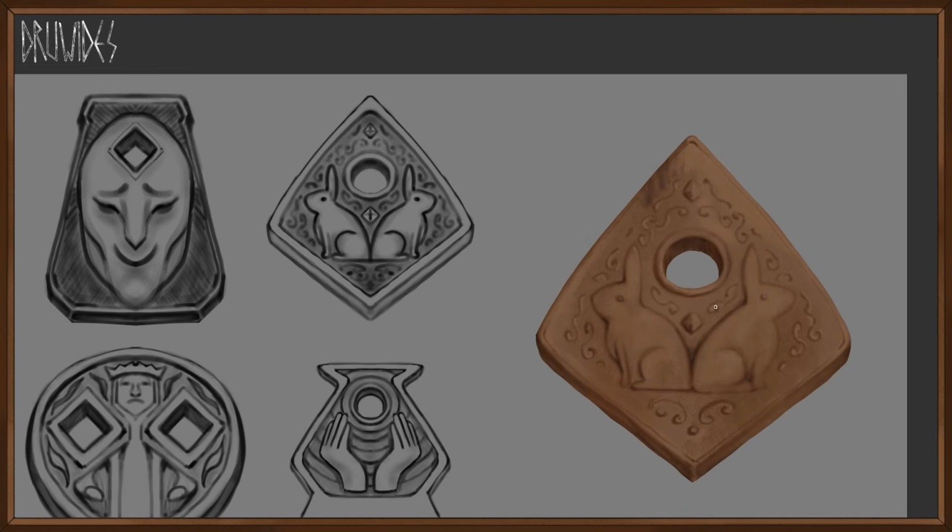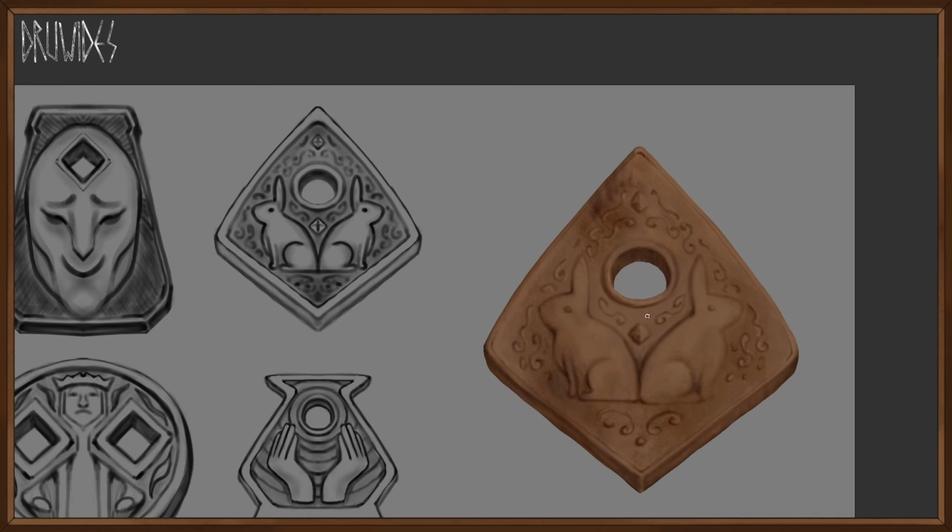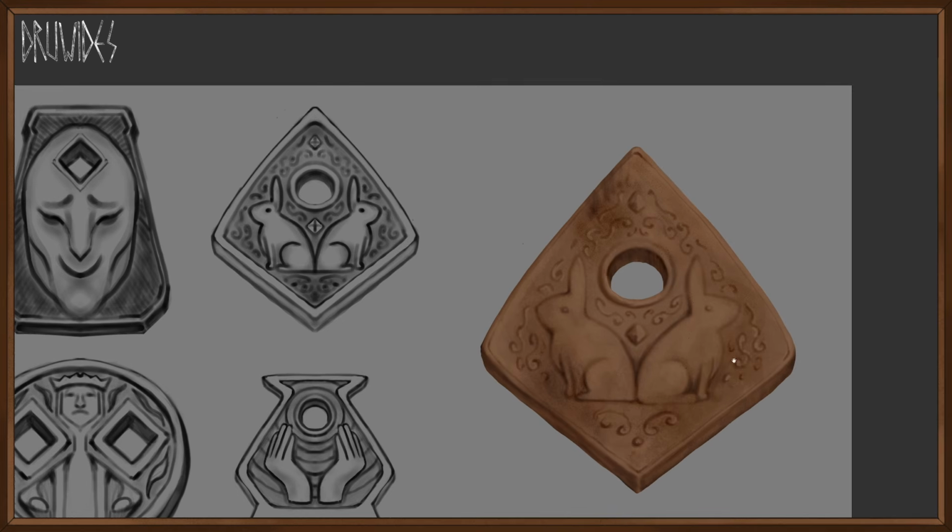This coin is the lowest value. It is made of impure copper, and because of the softness of the metal, often the rabbits are bent or even cut in half to create half rabbits.